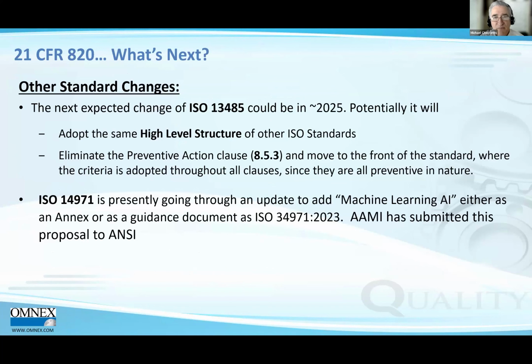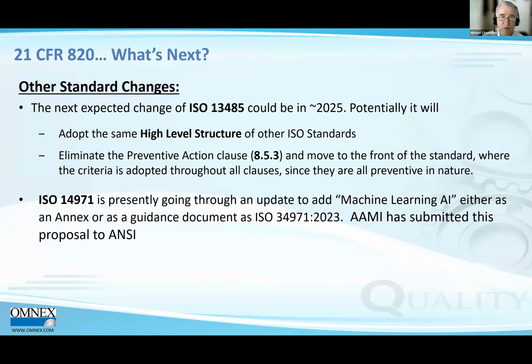We have a few other changes that are expected, particularly in 13485, and it looks like it may be happening in 2025. At least they're discussing it now. Could be the high-level structure of other ISO standards may be adopted with 13485. As you might be aware, the 13485 clauses range from 1 through 8. Other high-level structures in ISO go 1 through 10. So that may happen.